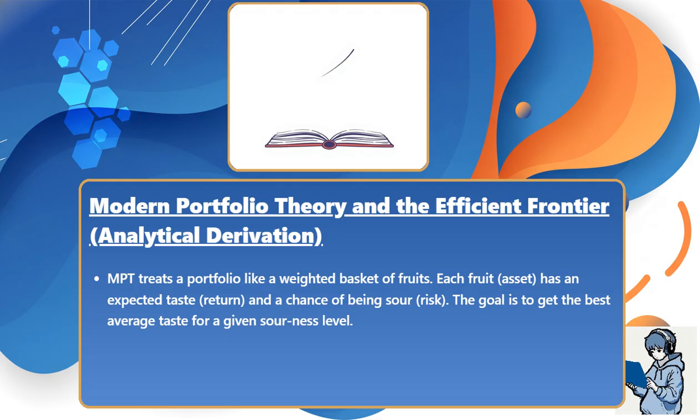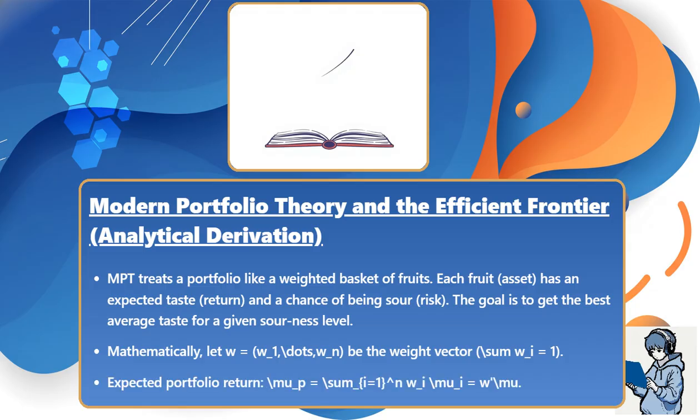MPT treats a portfolio like a weighted basket of fruits. Each fruit asset has an expected taste return and a chance of being sour risk. The goal is to get the best average taste for a given sourness level. Mathematically, let W equal W sub 1 through W sub n be the weight vector. Sum of W sub i equals 1. Expected portfolio return: mu sub P equals the sum from i equals 1 to n of W sub i mu sub i, which equals W transpose mu.